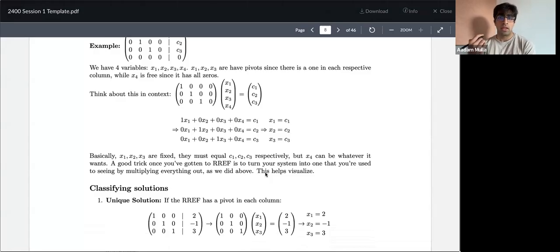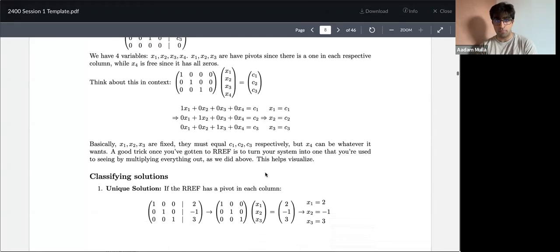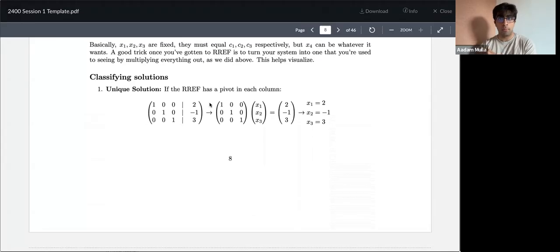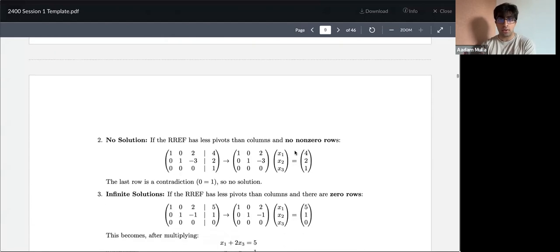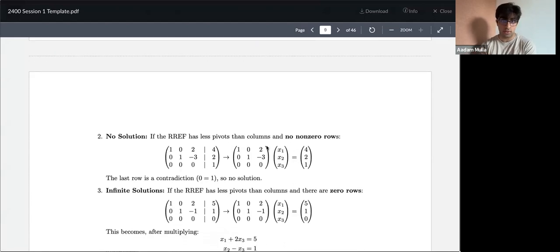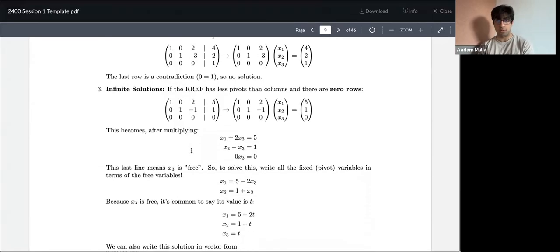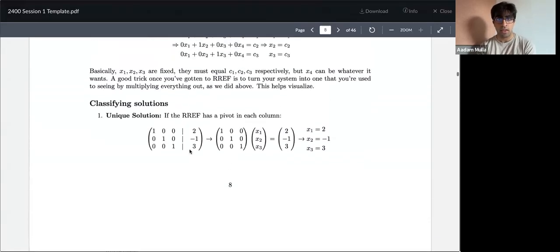Depending on your reduced row echelon form, we're going to have three types of problems. In one, we get a unique solution for all our variables, so they're all going to be one number, which is what we're used to seeing: x1 has to be this, x2 has to be this, and x3 has to be this. Another case is where you have no solutions for x1, x2, x3, and the third case is when you have infinite solutions. Let's look at each case.